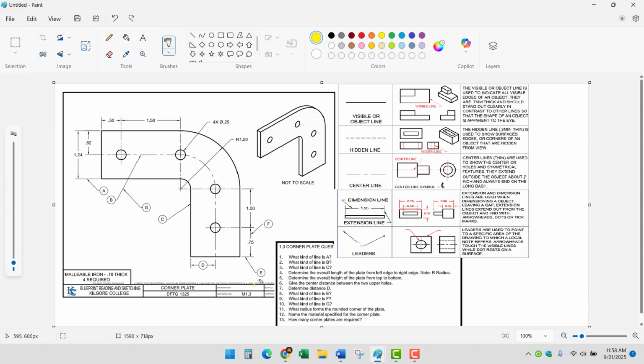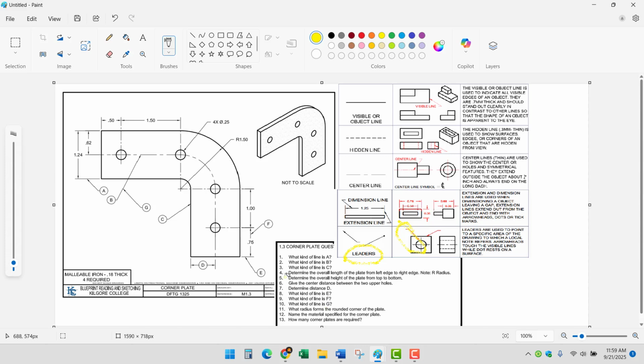What kind of line is E? E was the same as A, therefore that's an extension line here. F is the one that carries the value and it ends with arrowheads. Lines that end with an arrowhead that are part of the dimensioning system are called dimension lines. Letter F is a dimension line. Letter G is pointing to this line here. And as you can see, something that points to something and is used like this is called a leader line. So that was the answer for number 10.